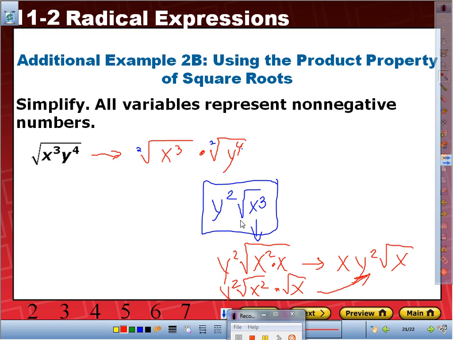This is not completely simplified. That's why I missed a step, and that's why I'm showing it to you right now. So make sure when you get to this point, if you can find a factor for variables, so here it's x to the first times x to the second becomes x to the third. So therefore this becomes this, which becomes this. This will be the answer. Not this one.